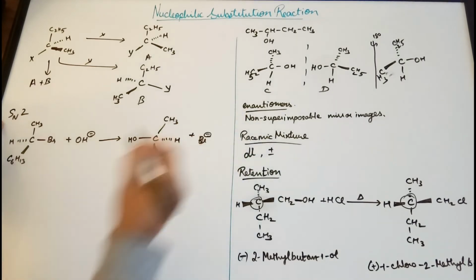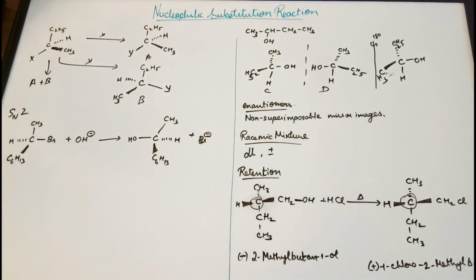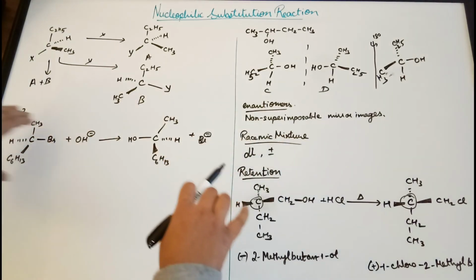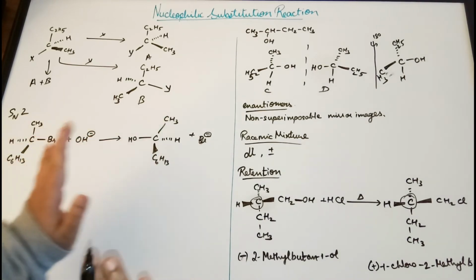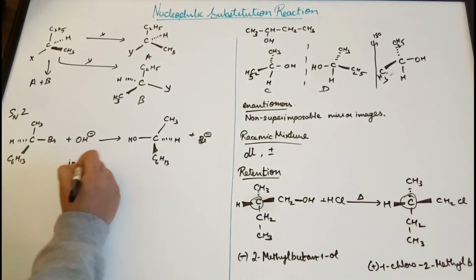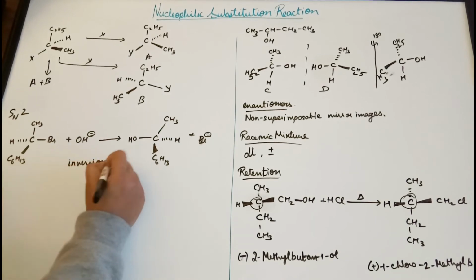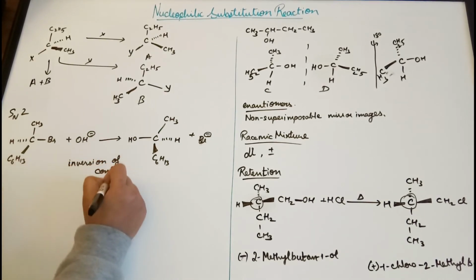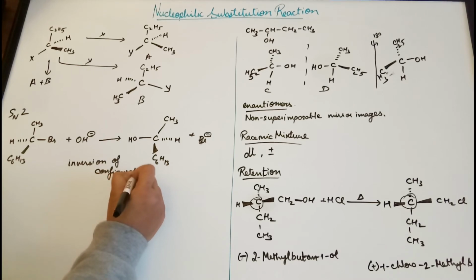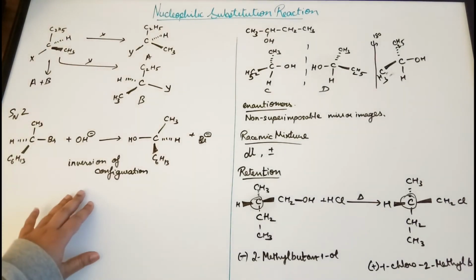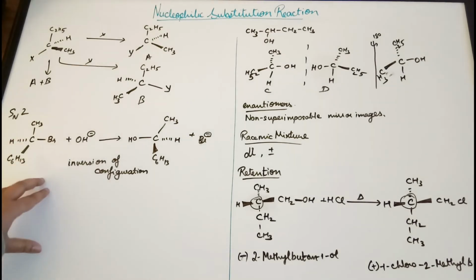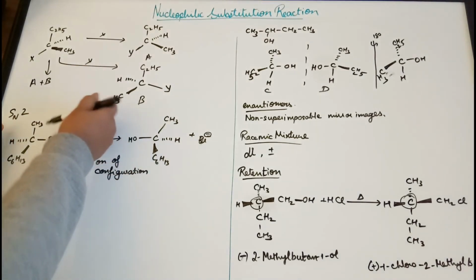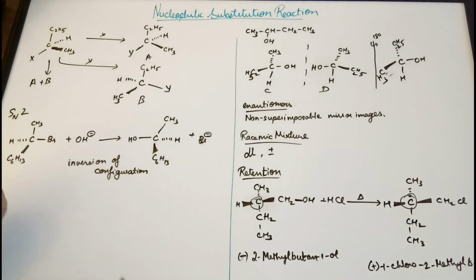This is happening because there is a simultaneous formation of a new bond from the back and a simultaneous removal of the bromine. When it pulls away, there is an inversion of configuration observed. So in SN2, we know that the OH will not attack from here or from here. It is attacking from the back, and because of that there is an inversion of configuration.